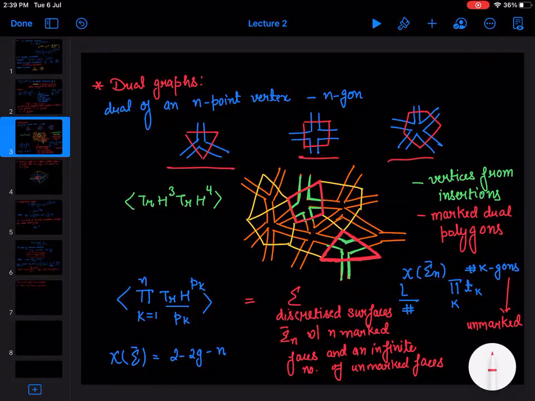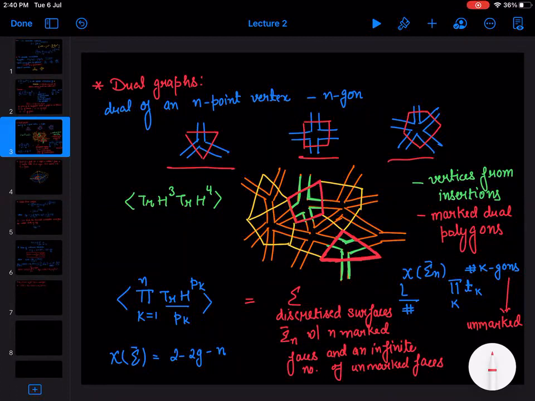So that we can see what is the difference between the diagrams that we have when we do not have any insertions, that is when we are just calculating the partition function, and the diagrams that we get when we have some finite number of insertions. So, before that, like I said, we can draw the dual n-gons of any endpoint vertex.